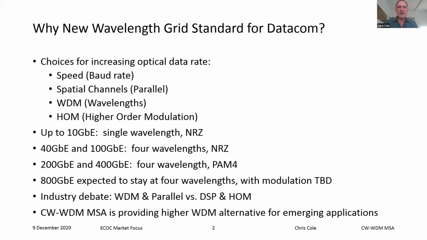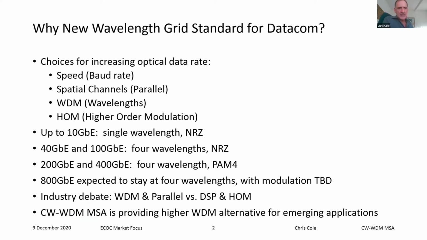Why a new wavelength grid standard for Datacom? So we're all familiar with the orthogonal axes to increase optical data rate. Baud rate, which is speed, more spatial channels, parallel, WDM, wavelengths, or higher order modulation. And then coherent adds the TE/TM, but these are the major ones.